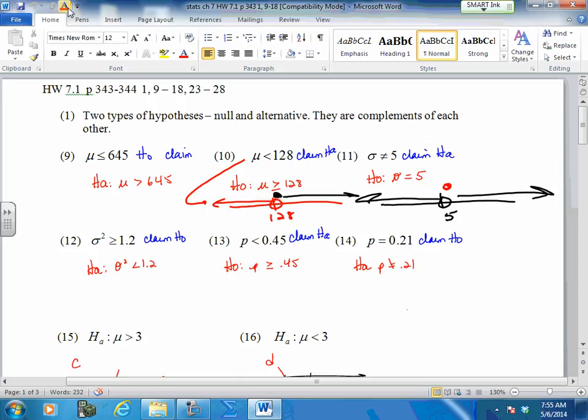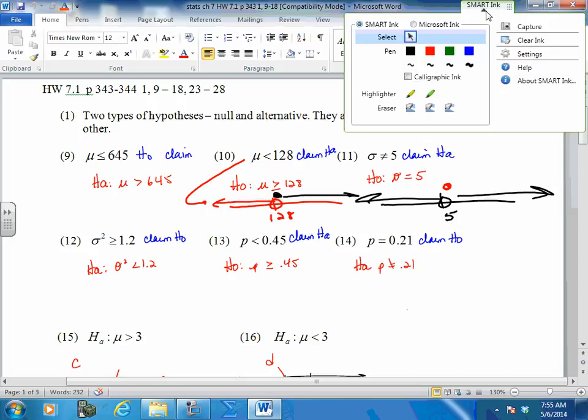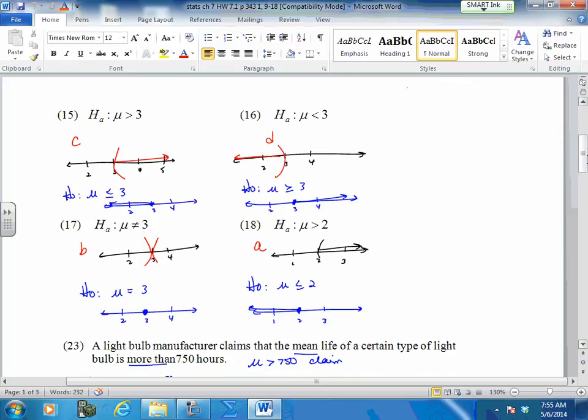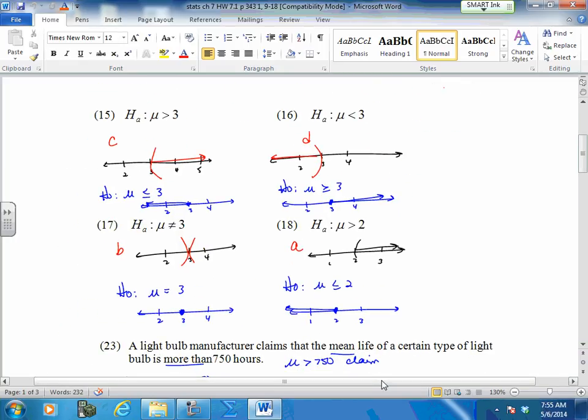Questions on these? It's good to get this down pat now because we've used this concept of HO and HA through this whole entire chapter. Now, 15 is asking you to match this up. Now, they use a soft bracket like this when it's not equal. They used a filled in, or I filled it in for the alternative.